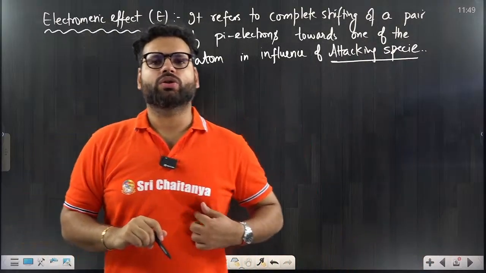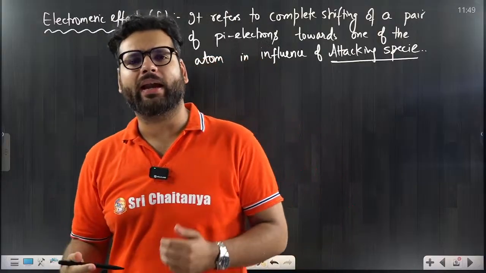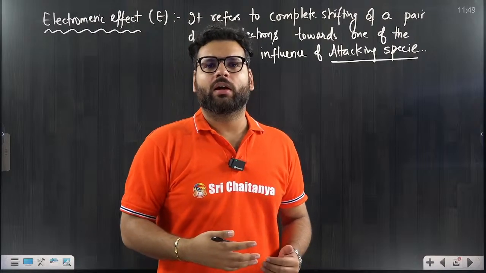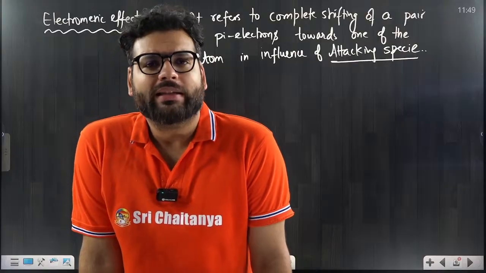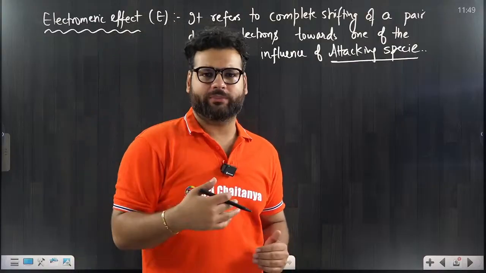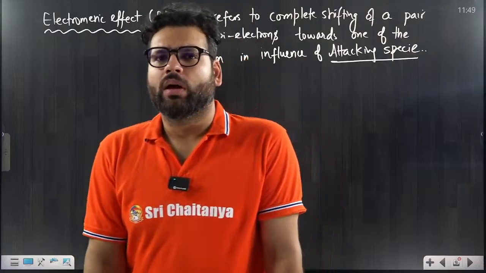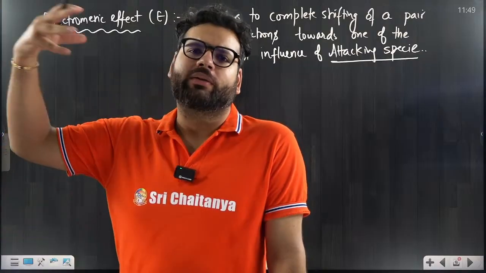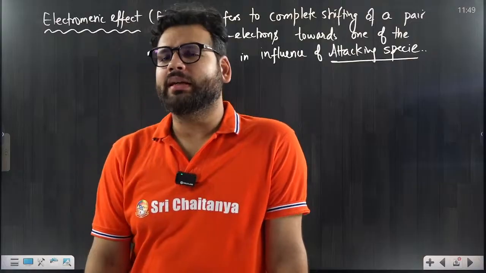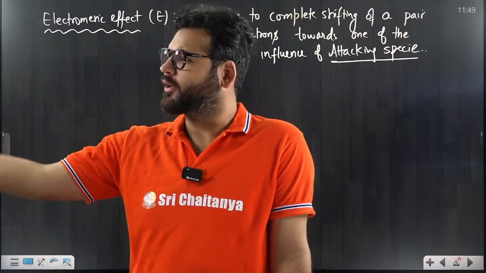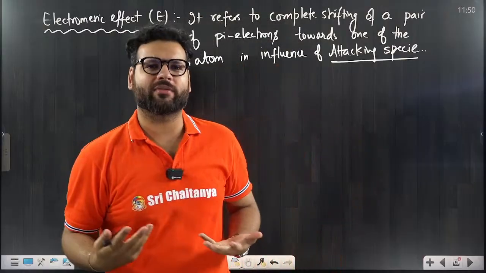There are two types of electromeric effect which are possible, plus E and minus E. This all refers to which direction the electrons want to move. Let's say there is a double bond between you and me. I am A, you are B. And a C comes to attack. C is the attacking species. Now let's say C attacks on A, and electrons also come to A. That is plus E effect.